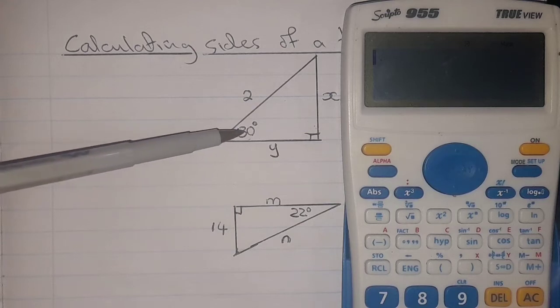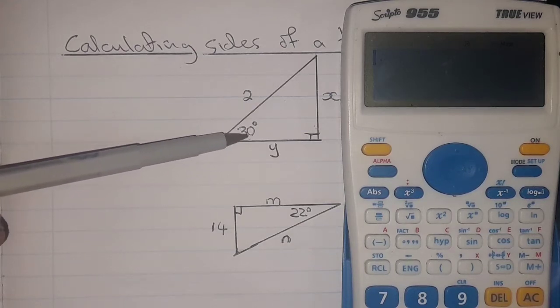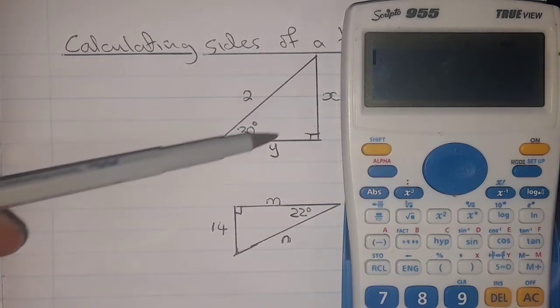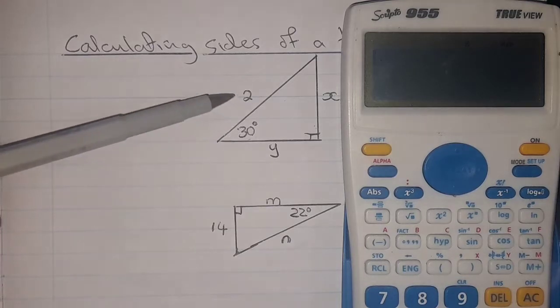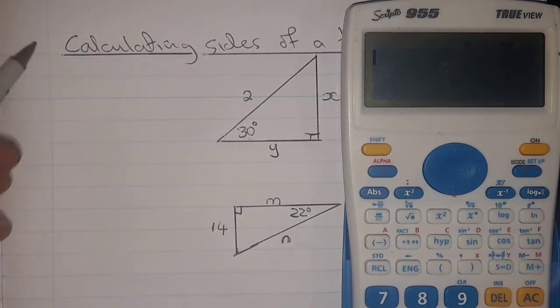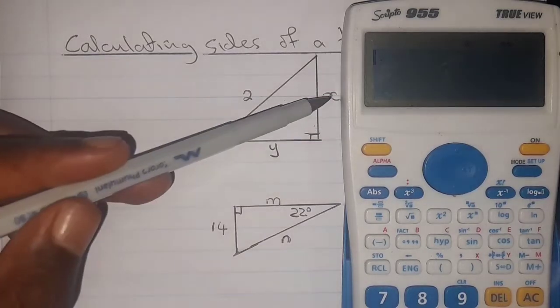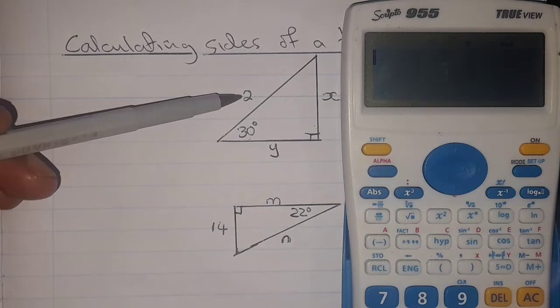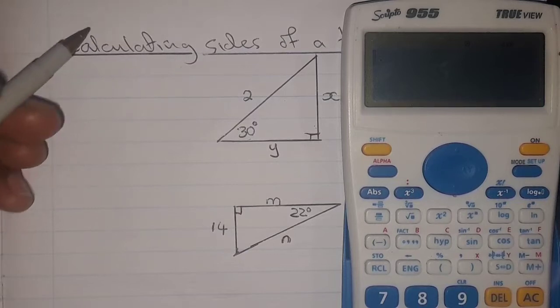In that first triangle, we have 30 degrees given, and x is opposite, and y is adjacent, and 2 is the hypotenuse. So, if we are looking for x, we are given 30 degrees and we are given the hypotenuse, that's 2 units. Now you make use of what you are given. In this case, you make use of the angle 30 degrees and the hypotenuse 2 units.